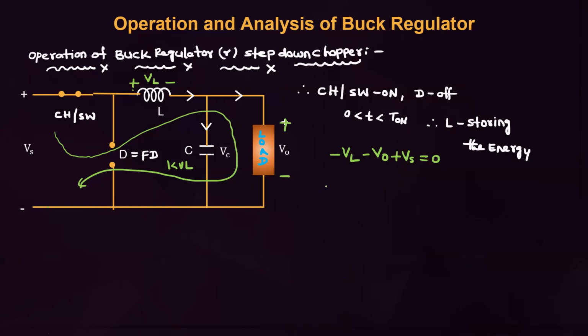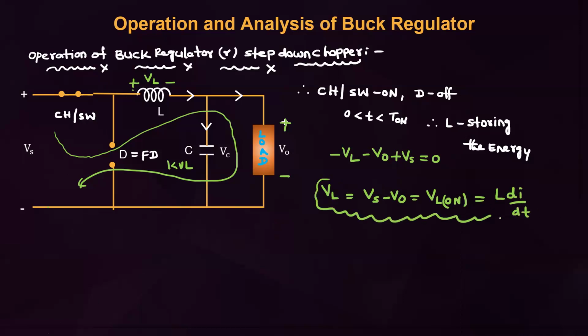What is VL equal to? That is Vs minus V0. This is VL on. Why have I taken this as VL on? This is the voltage across the inductor during chopper is on, na? That's why it is called VL on. This is equal to L into di by dt.